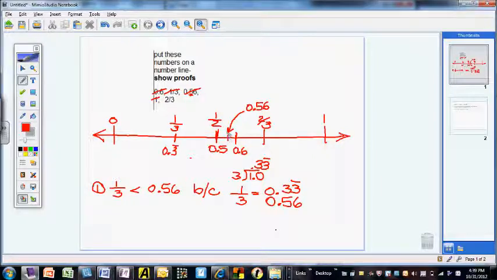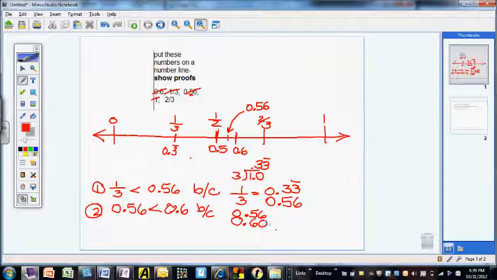Then the next number that I had was 6/10. So I need to say, or need to write, that 0 and 56/100 is less than 6/10, because, and again, I have hundredths and tenths, and to compare them, I want to make them in the same spot. So I'm going to say 60/100, and 0 and 56/100 is smaller than 0 and 60/100. So there's my proof for that one.